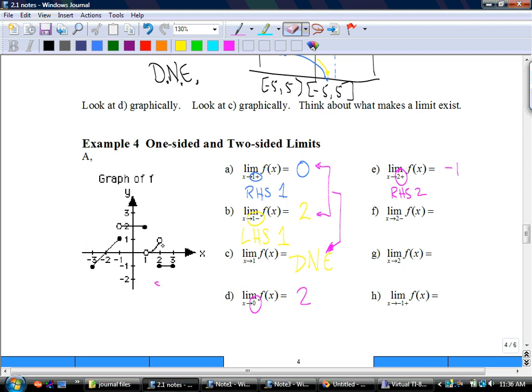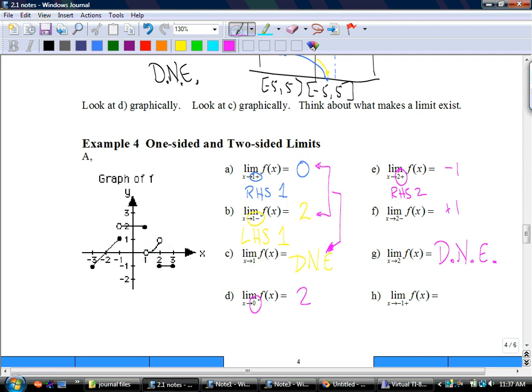So the next one, find the left-hand side of 2. There's 2. The left-hand side of 2 is there. Walk towards 2. What are you getting close to? Positive 1. Do they match? No. So what's your answer to G? Does not exist. Okay?